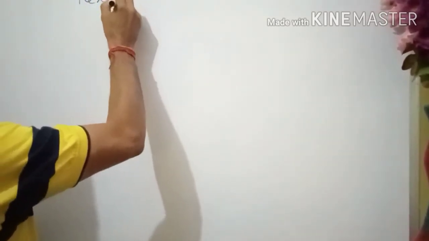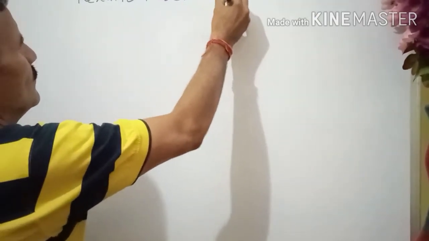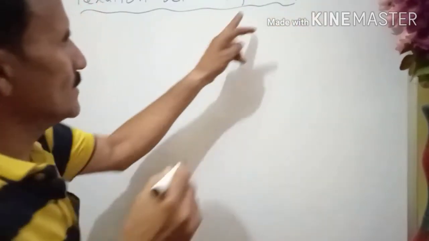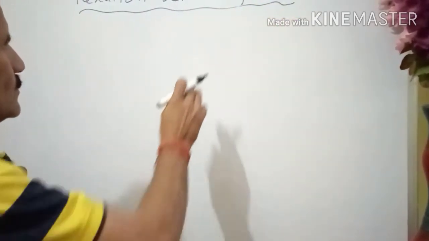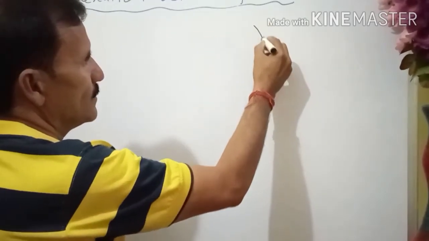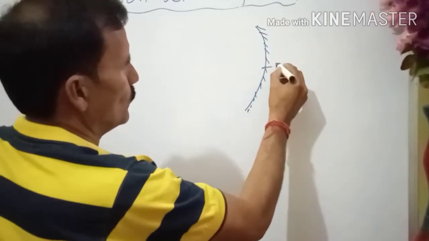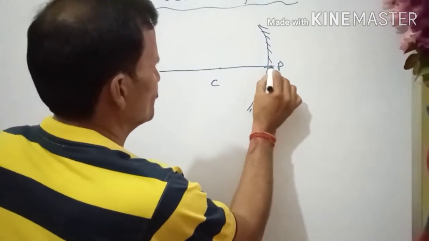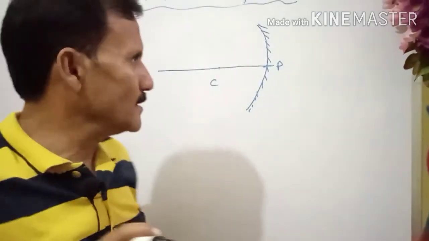The first derivation is the relation between F and R. I am writing the nickname. F means focal length and R is the radius of curvature. So let us take one mirror. Suppose we are taking a concave mirror, and so its pole, its center of curvature, and this line. This line is called the principal axis, as I have already explained.